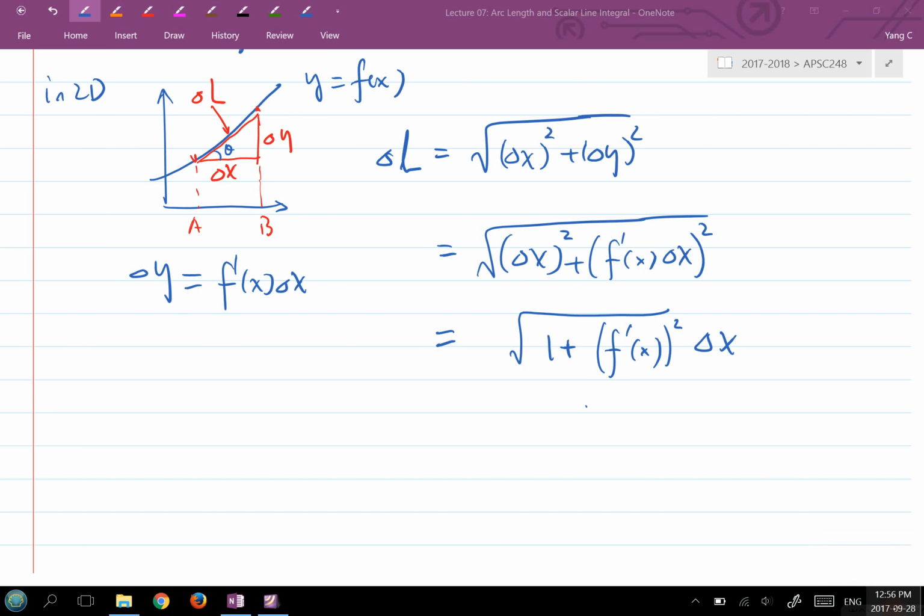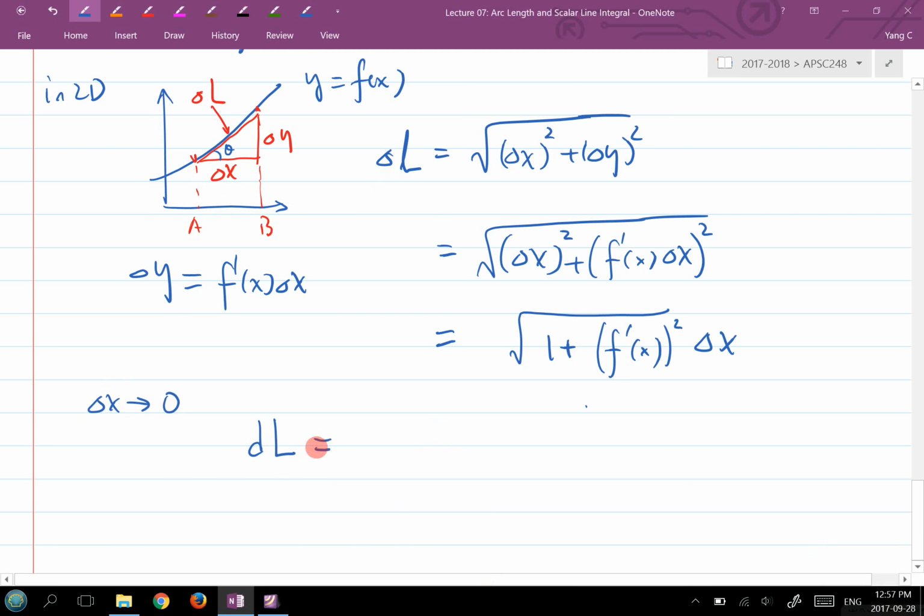Now we do a little bit of approximation. This is very general, in terms of delta x and delta y. Now if delta x goes to 0, so basically as b approaches a infinitely, then this delta L will become dL. That's the limit, that's the derivative idea.